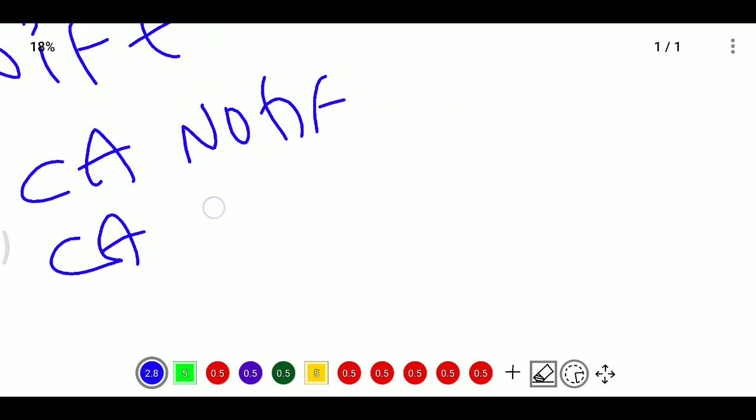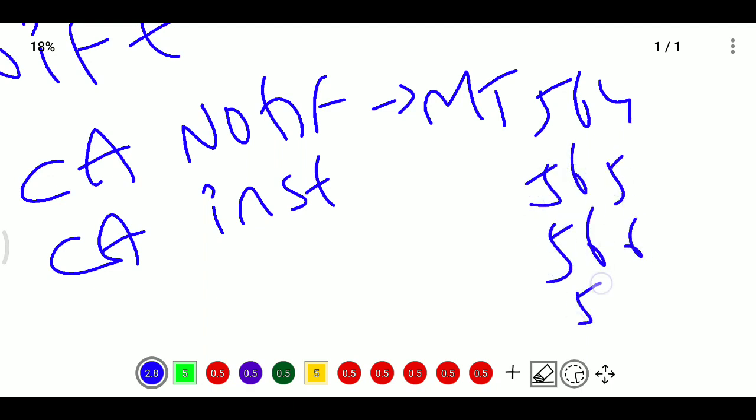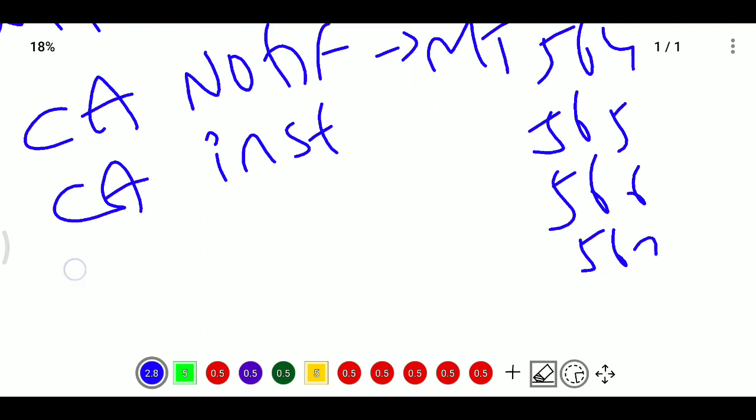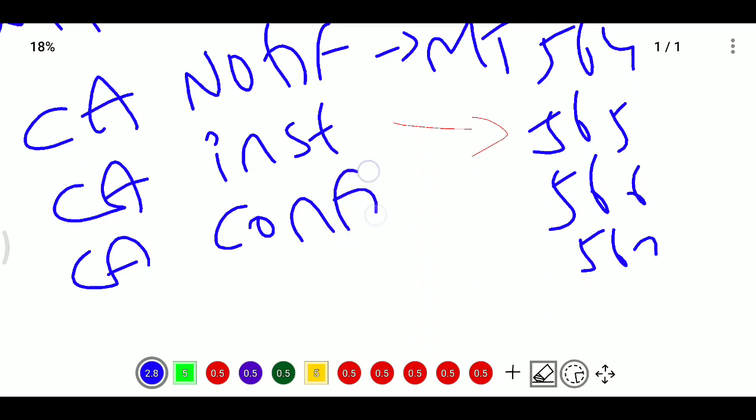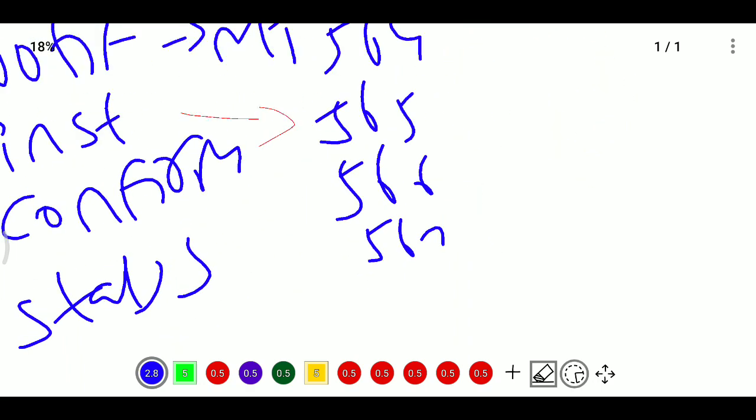There are some message types, that is MT564, MT565, MT566, MT567. MT564 is the corporate action notification which the company gives, and MT565 is the corporate action instructions. MT566 is the corporate action confirmation, and in MT567 the corporate action status and processing advice will be there. This is the case, and we will continue the remaining in the next class.